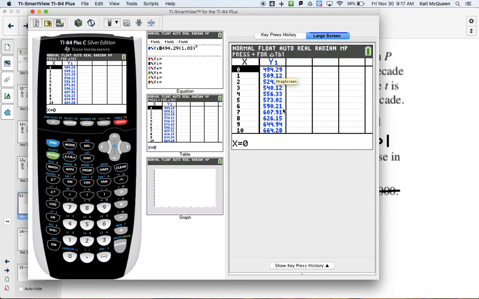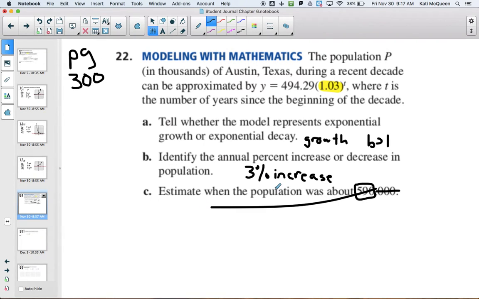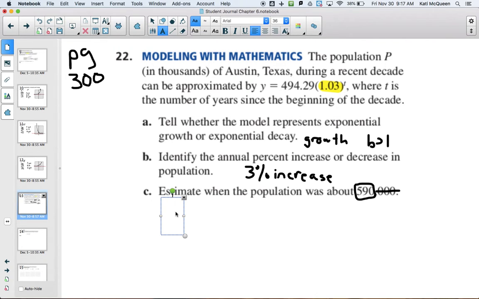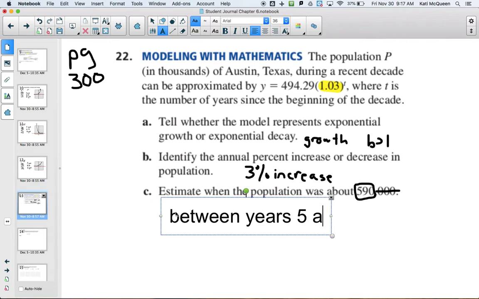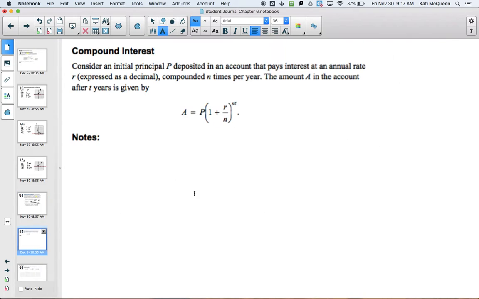So there's as close as it gets. So it happens somewhere between years 5 and 6, but really, really close to year 6. So 590 would occur right before that. So we're just looking for where that 590 occurs, and it's between year 5 and 6. So that's all I'm going to say here. So we're just estimating.